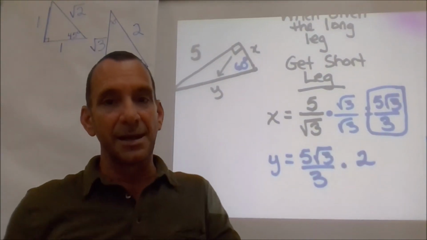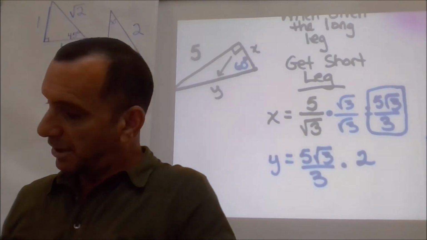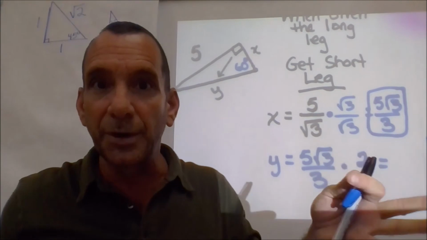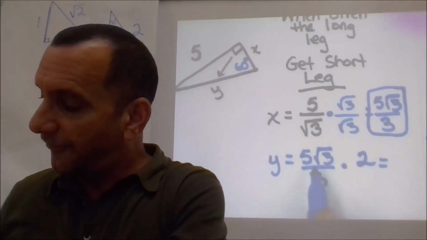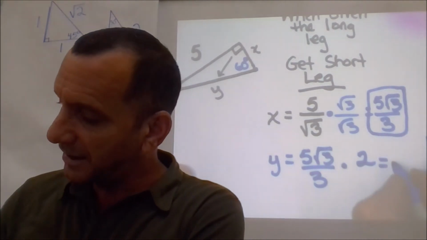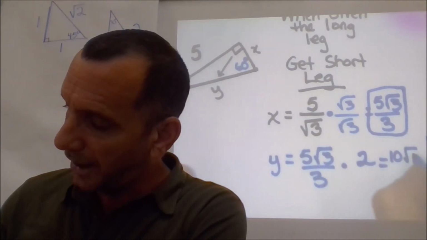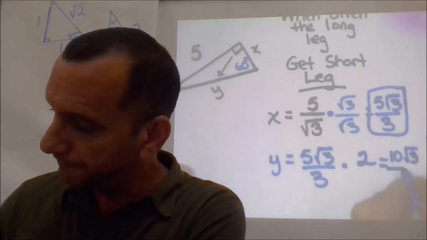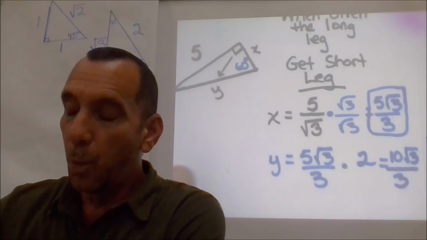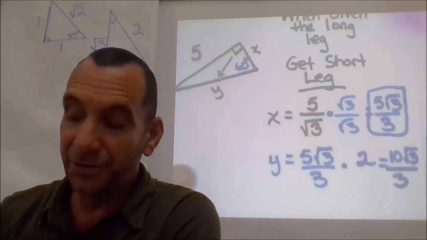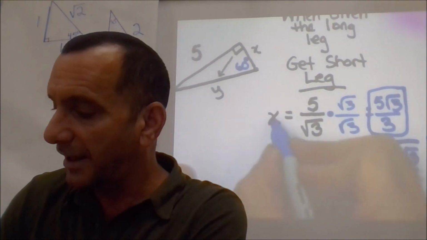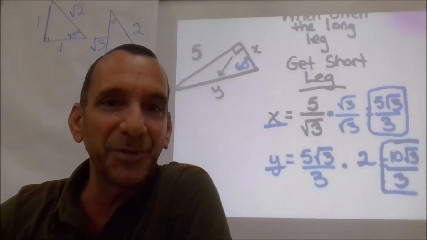Now this is really just manipulating numbers, or learning the mechanics of multiplying numerators and denominators when there are radicals involved. 5 square root of 3 times 2, you can multiply those two whole numbers. That's going to give us 10 square root of 3, and that's over 3. Well, I can't reduce the 10 over 3. 3 doesn't go into 10 evenly, so I'm just going to leave it like that, and that's a perfectly acceptable answer.